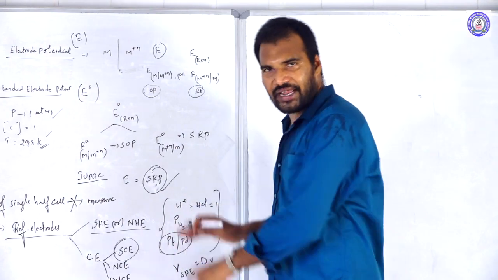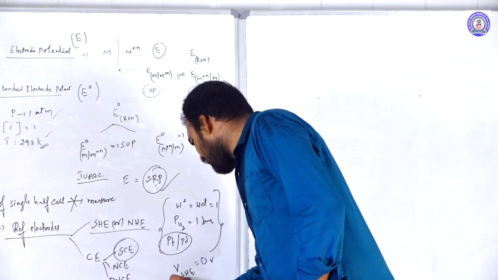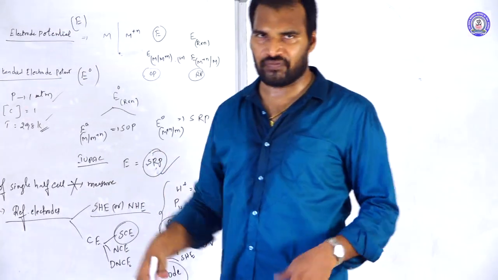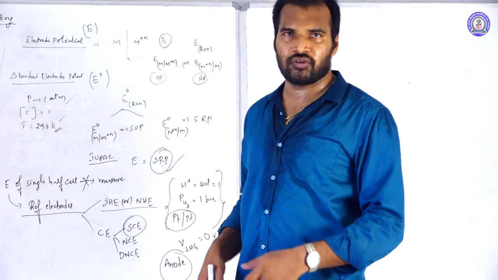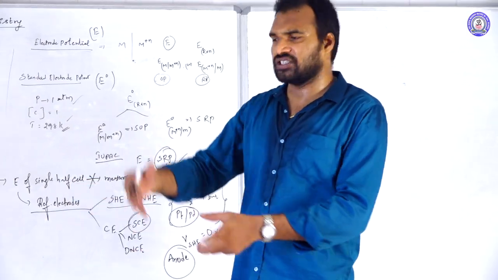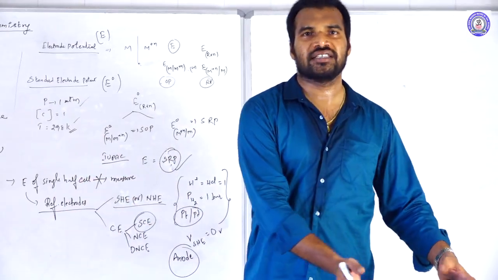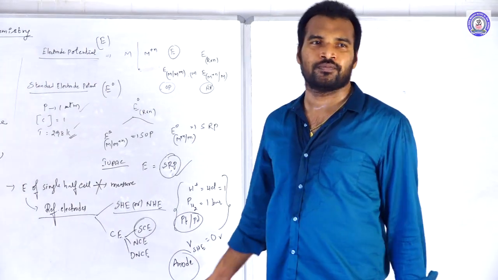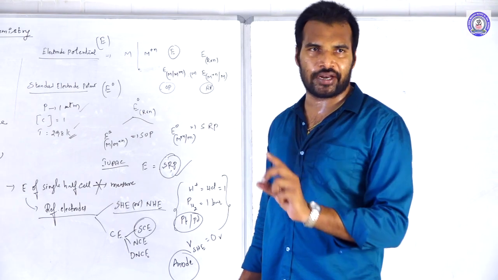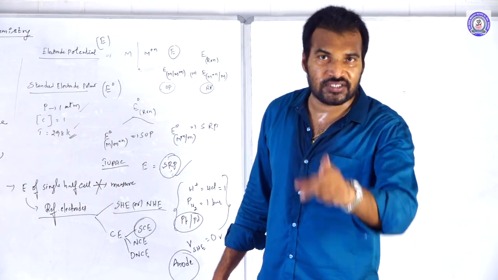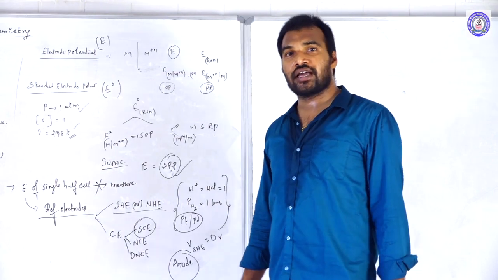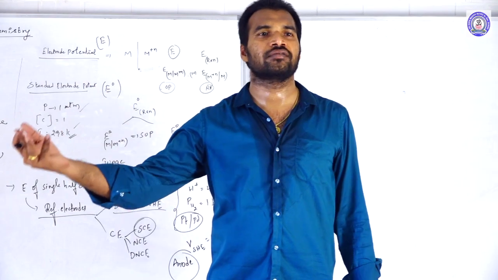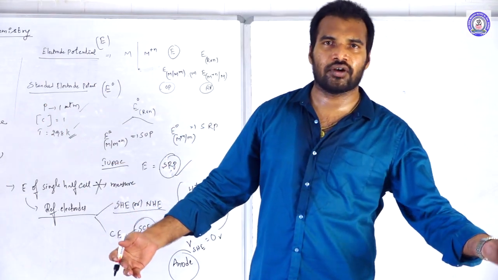This standard hydrogen electrode we always use as the anode to calculate the SRP of an unknown. For example, to find the SRP of zinc sulfate, you take zinc sulfate as the cathode and the hydrogen electrode as the anode. Why? Because the SRP of the hydrogen electrode is 0. So to measure the SRP of an unknown electrode, the standard hydrogen electrode is used as anode. If you want to calculate the SOP of an unknown electrode, you use the hydrogen electrode as cathode and the unknown electrode as anode.